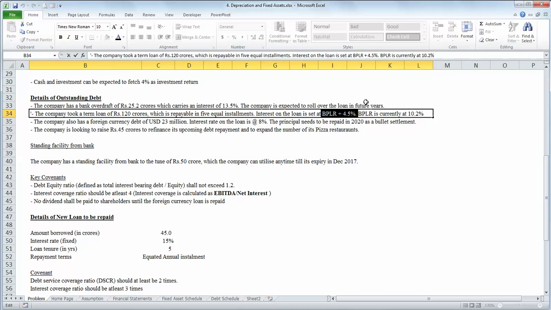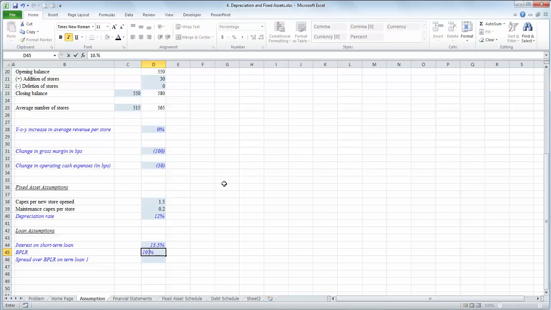So while the spread might not change, the BPLR might change. So we may want to keep the spread as a non-time series assumption and the BPLR as a time series assumption, but for the sake of convenience, even if we show the spread also as part of the same time series assumption, it's not a major crime either. Let's capture these numbers in our assumption sheet. So we have these two components. The BPLR is 10.2% and the spread is 4.5%. Let's go back to the debt.